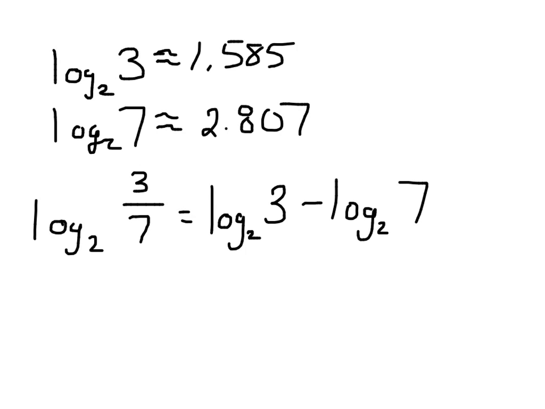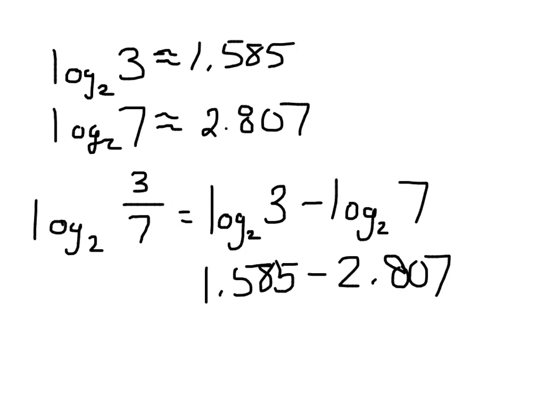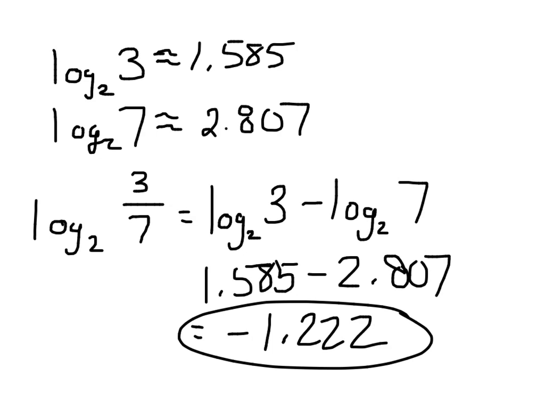Well, what number represents log base 2, 3? 1.585 minus what number represents log base 2, 7? 2.807. What do you get when you take 1.585 minus 2.807? You get negative 1.222. And you're done. Okay? So I expanded it in order to use those two numbers.